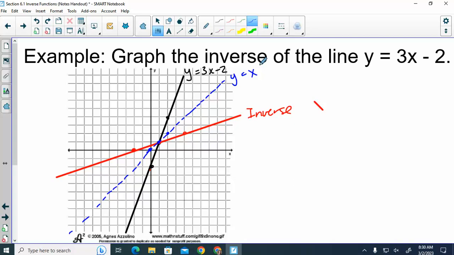Did you do anything to the intercept? I just flipped it. I mean, it was 0, negative 2, so the midpoint was negative 2, 0. I didn't actually find the equation for that line.